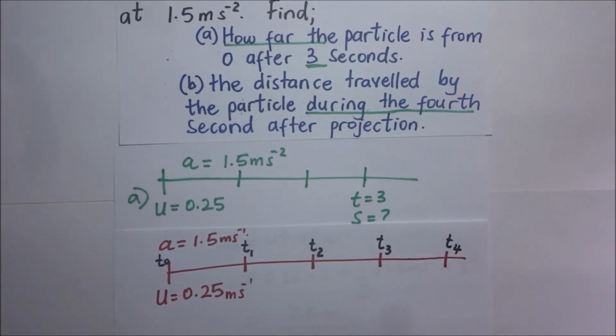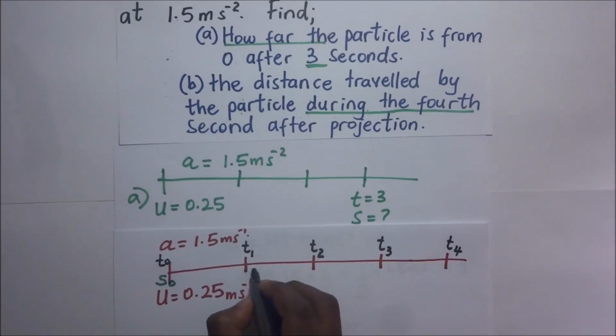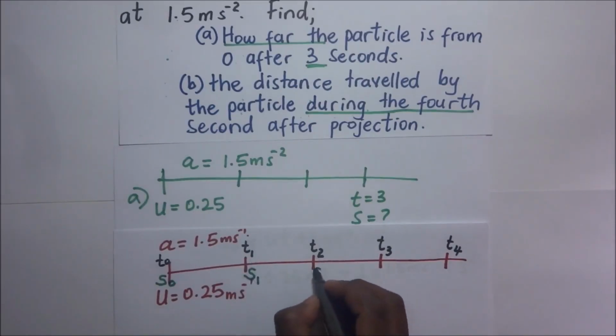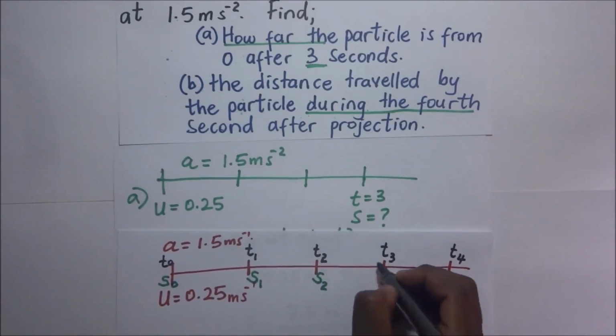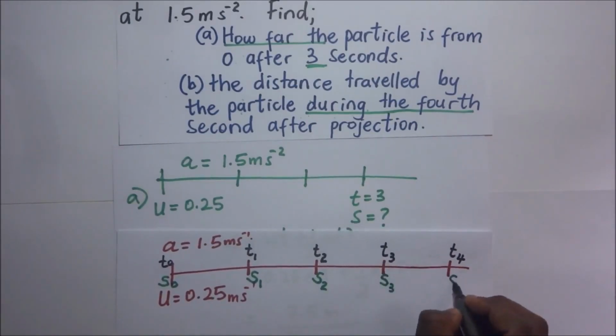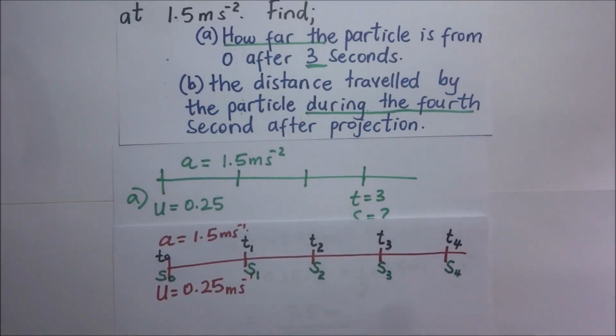And of course, as it's moving, after all these times, when the time is 1, 2, 3, 4, the distance covered is also corresponding. So this is the distance covered after 0 seconds at the beginning. Of course, there's no distance covered. This is the displacement after 1 second, the displacement or the distance after 2 seconds. This is the displacement after 3 seconds, and this is the displacement after 4 seconds.